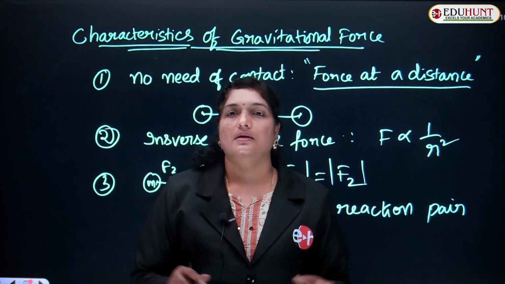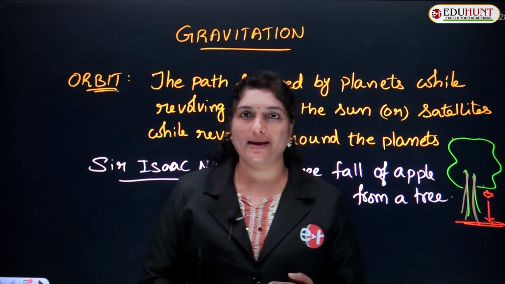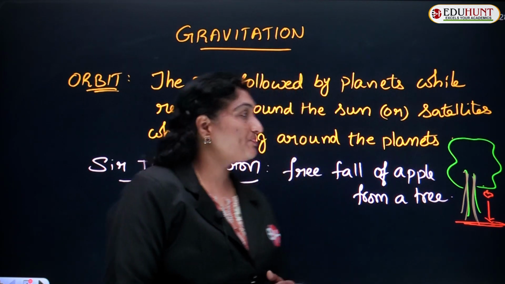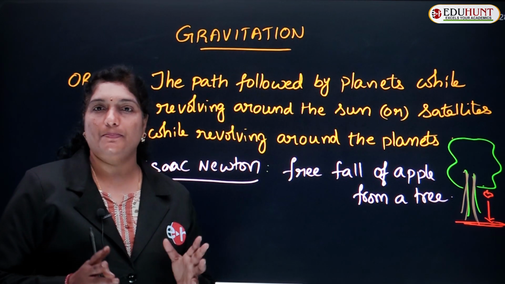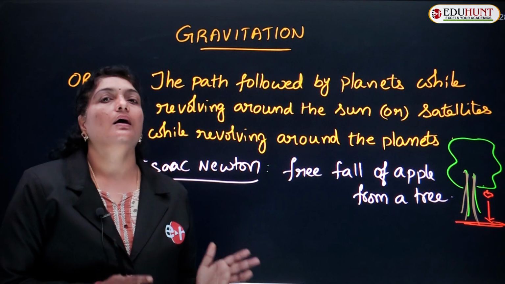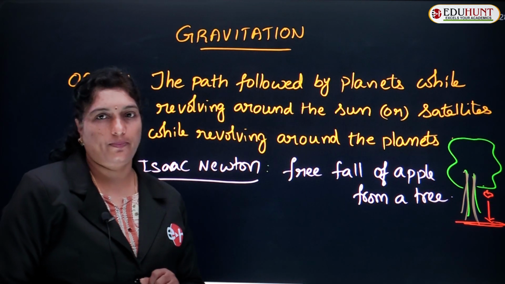Okay, children. So, I hope the concept is clear. Before moving to the next concept, let us recall everything regarding the universal law of gravitation. So first one, what is an orbit, children? The path followed by the planets revolving around the sun, or revolving satellites around the planet itself, that path is called your orbit.